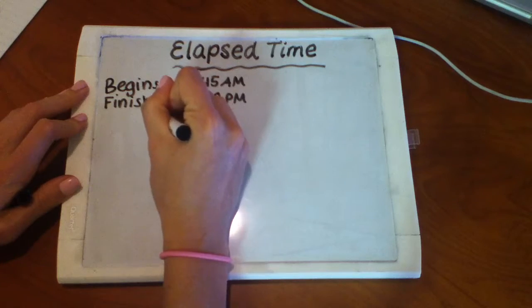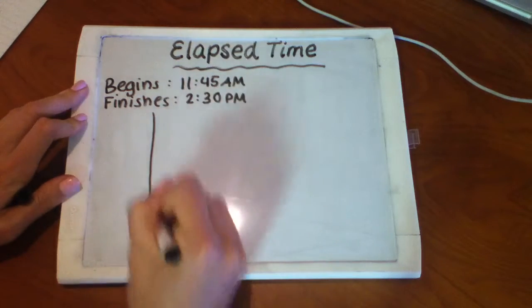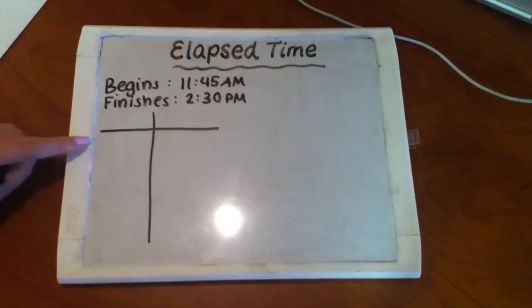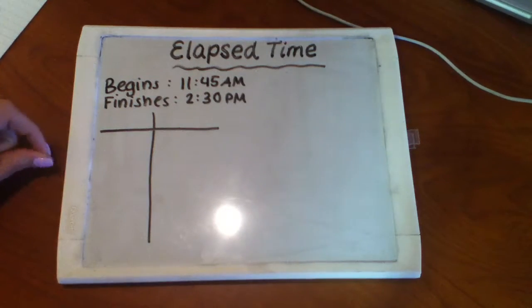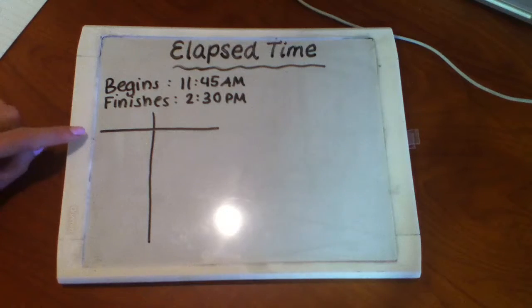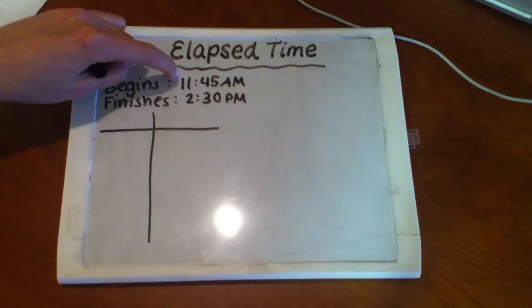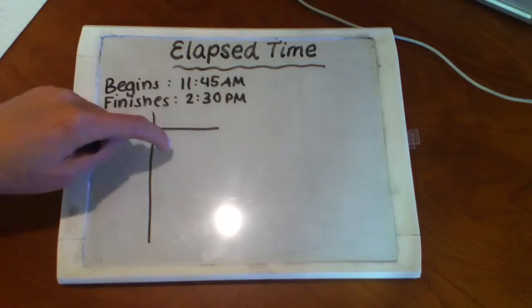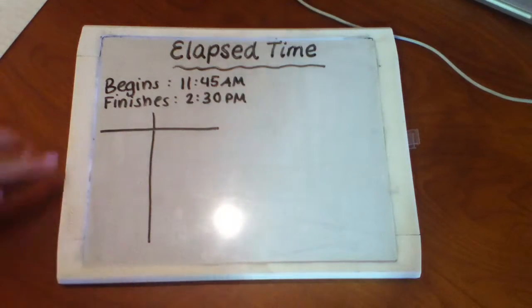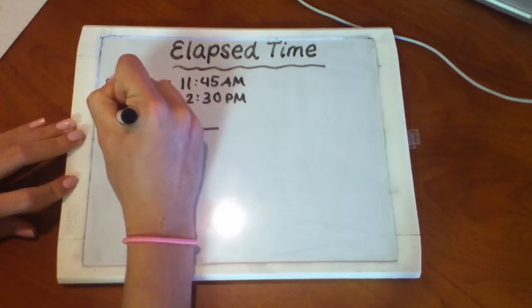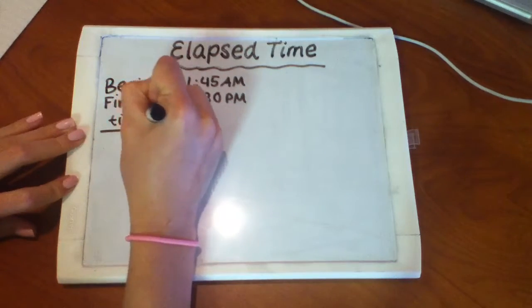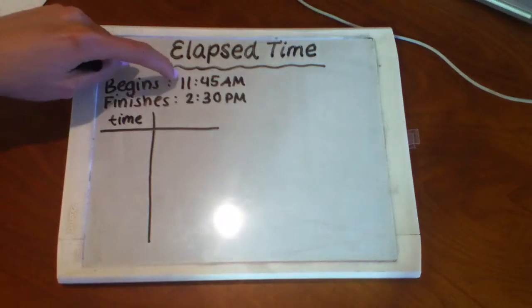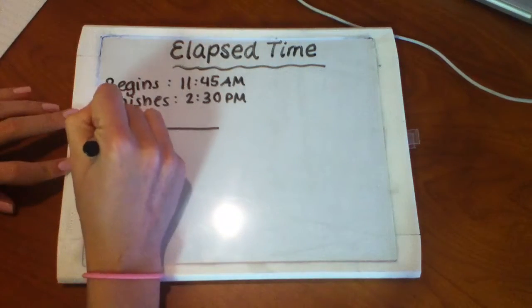With this chart, we just make a T-chart. And on one side of the chart, we're going to have the times that have elapsed. We're going to have the start time, and we're going to progress to our finishing time through hours. And we're going to label the hours on this side. So on this side, we can put time. And for the first, we're going to start off with our beginning time, which is 11:45 a.m.